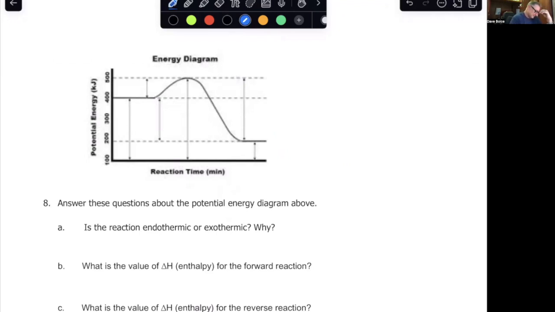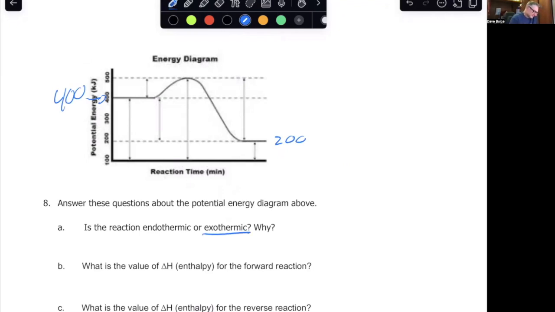And if we start off on the forward reaction at 400, that's what's right here. It's a little hard to read. And then we end up at 200 right there. And so if I start at 400 and I end up at 200, that means I lost energy.